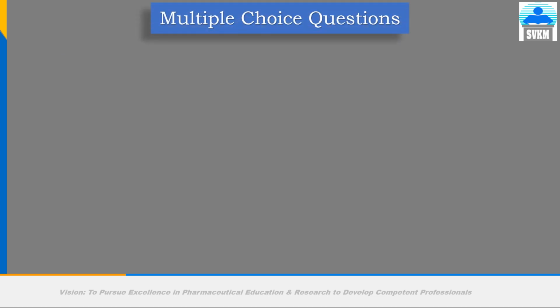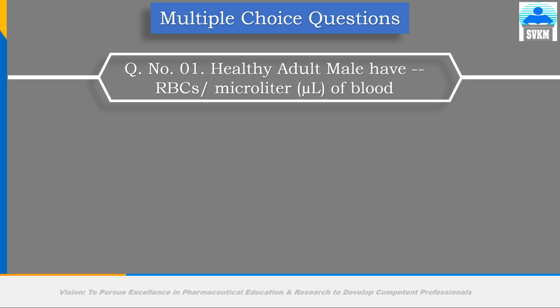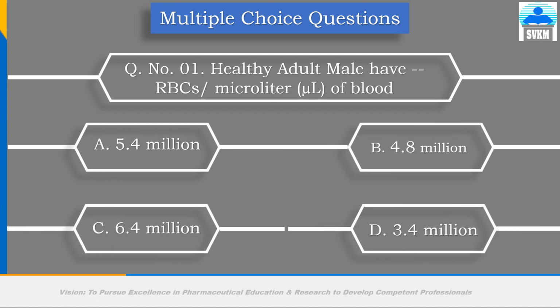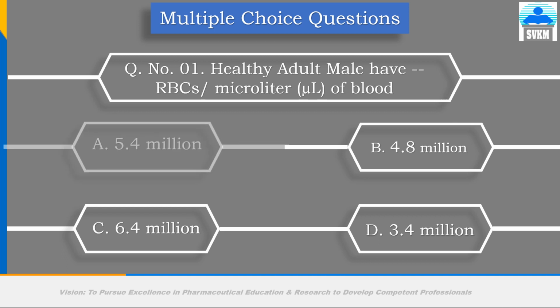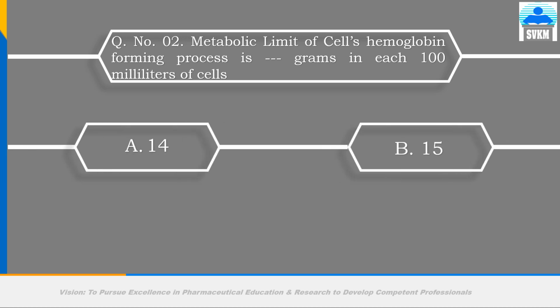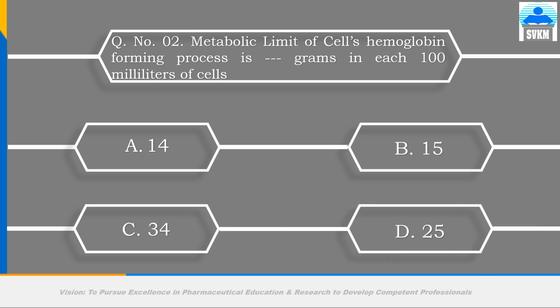Now we'll see some multiple choice questions. First question, healthy adult males have dash dash RBCs per microliter of blood. A option 5.4 million, B option 4.8 million, C option 6.4 million, D 3.4 million. The correct answer is 4.5 million. Now the second question, the metabolic limit of the cells' hemoglobin forming process is dash dash grams in each 100 milliliters of the cells. A option 14, B option 15, C option 34 and D option 25. The correct answer is 34 grams.